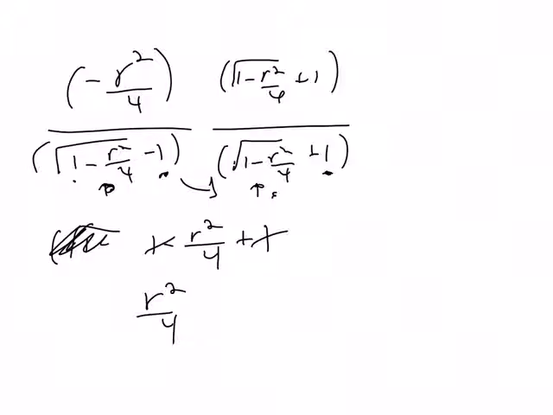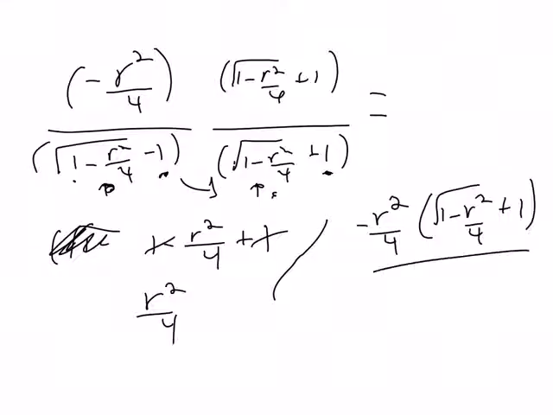So this is going to equal negative r squared over 4 times the square root of 1 minus r squared over 4 plus 1, divided by negative r squared over 4. These cancel, so I get the square root of 1 minus r squared over 4 plus 1. So this is the x-intercept of my line.